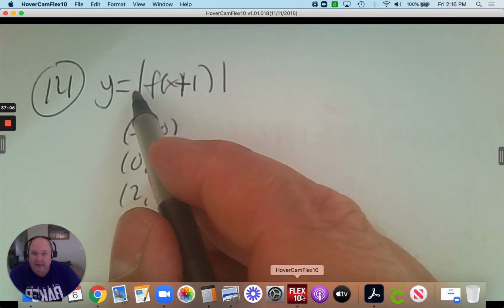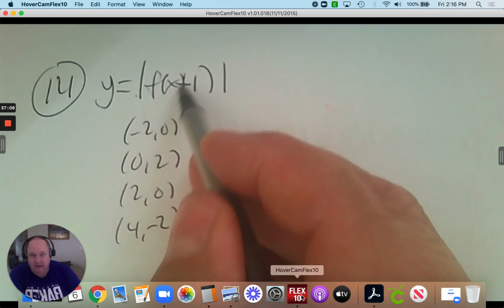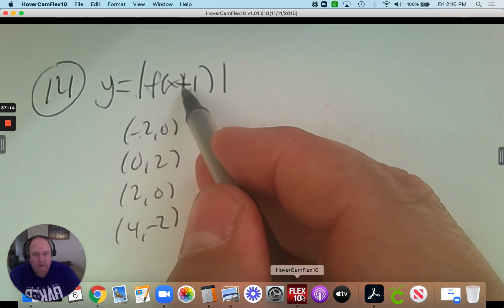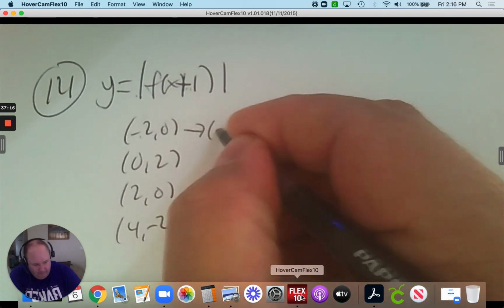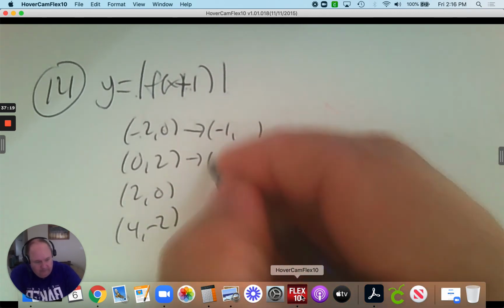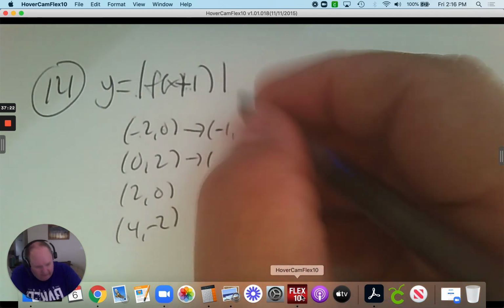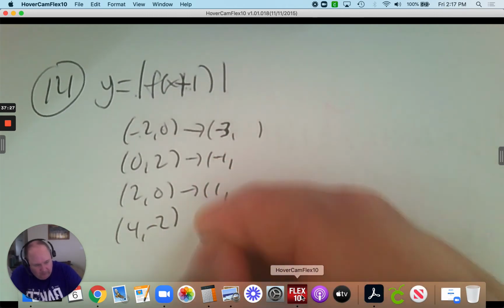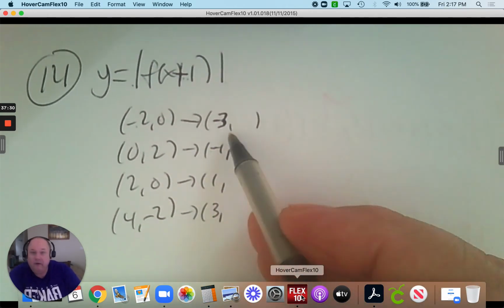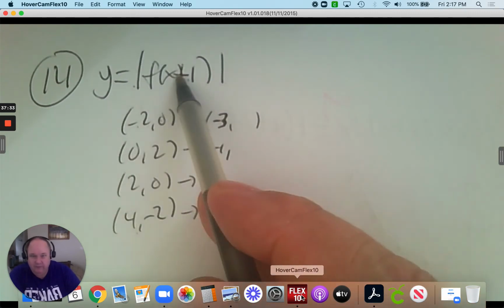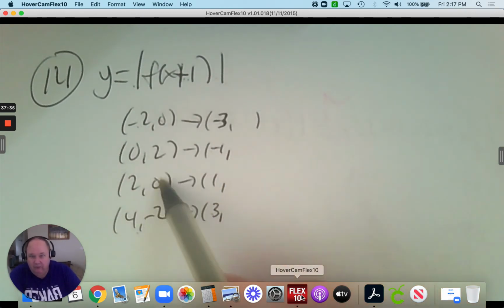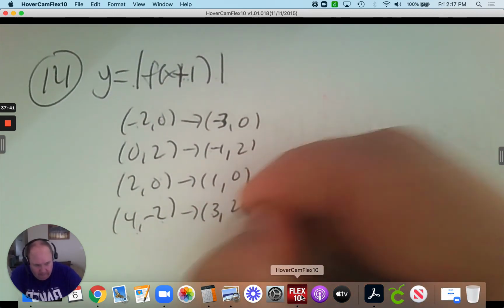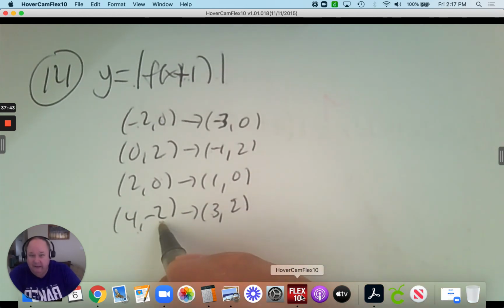Note what happens on the outside affects the y coordinate and inside affects the x, and it's the opposite of what I see, or the inverse. So we're going to subtract 1. That'd be -3, -1, 1, and 3. So subtract 1 from each x value. The absolute value bars change all of these to positive numbers. So if there's 0 or positive, they just stay the same. So really the only one that changed was this negative value.